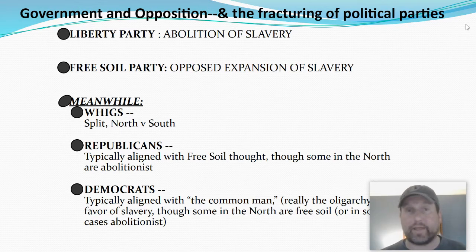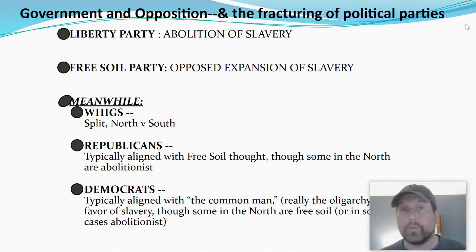Meanwhile, the major political parties are the Whigs, the Republicans, the Democrats, and the Whigs are very much split on the question of slavery, North and South. Northern Whigs tend to be very much against slavery. They could be abolitionists or they could be free soilers, but they're against slavery in one way or another. And Southern Whigs are pretty much in favor of slavery and likely in favor of its expansion into the Western territories as well. Republicans are typically aligned with free soil thought.